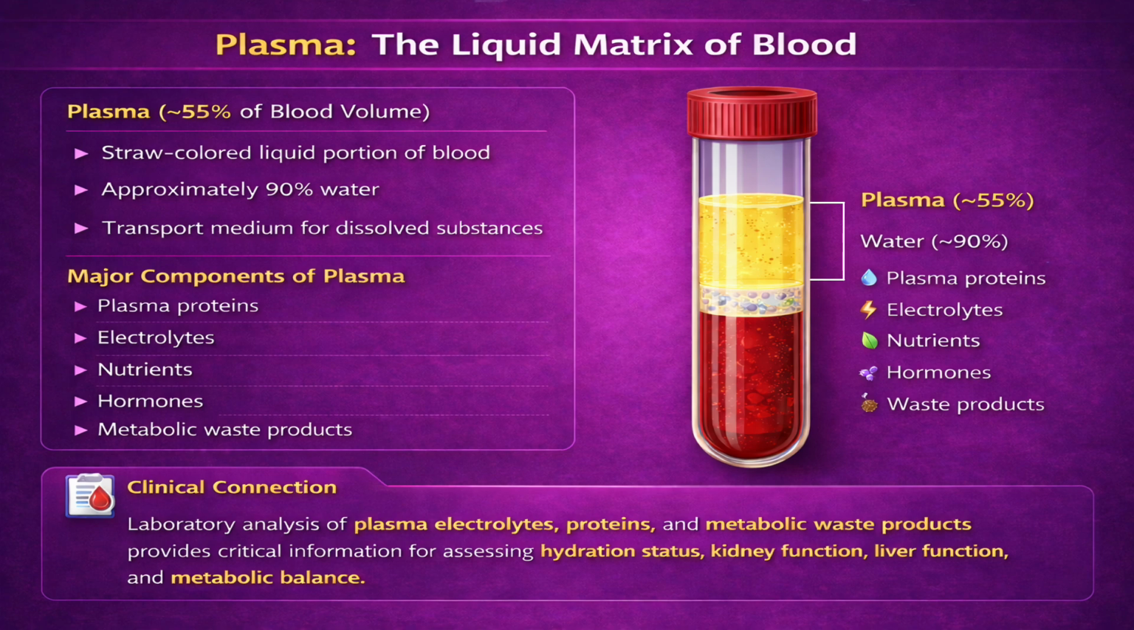So from a clinical perspective, plasma composition is routinely evaluated through laboratory testing. Measurements of electrolytes, plasma proteins, and metabolic waste products provide healthcare professionals with valuable information about the patient's hydration status, kidney function, liver function, and overall metabolic balance. Understanding plasma as the transport medium of the circulatory system provides an important foundation for interpreting many laboratory values that nurses encounter in clinical practice.